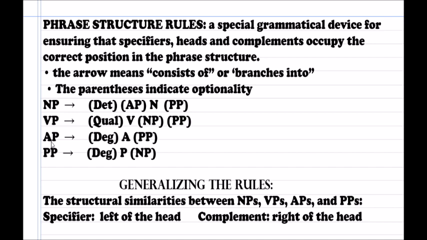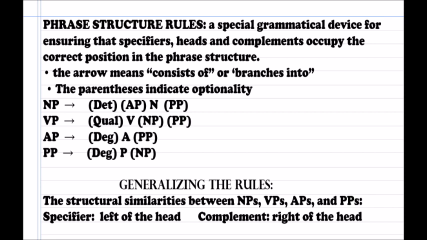Next is the adjective phrase. An adjective phrase consists of a degree word, an adjective, and a prepositional phrase. But these two, degree word and prepositional phrase, are optional. In a prepositional phrase, the degree word and noun phrase are optional, but it is important to have the head, the preposition. Now, let's generalize the rules. The structural similarities between NPs, VPs, APs, and PPs are that the specifier is always found on the left of the head and the complement is to the right of the head.